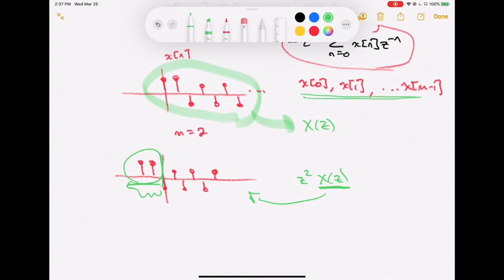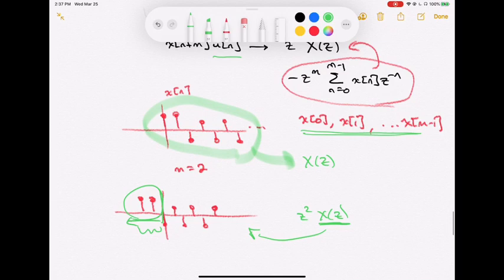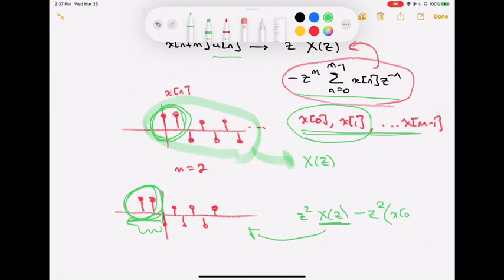So we have the z squared x of z, and then we're going to do this correction term up here that involves x of 0 and x of 1. Because what is x of 0 and x of 1? That's those two ones. They're no longer there. Their contribution is getting subtracted out. So we're going to have a minus, and here a z squared because our m was 2. Then we have a sum going from 0 to 1. The first one is going to be little x of 0, and I'm going to have a z to the 0, so that's just little x of 0. And then I'm going to add to that little x of 1, and it's going to have a z to the minus 1.